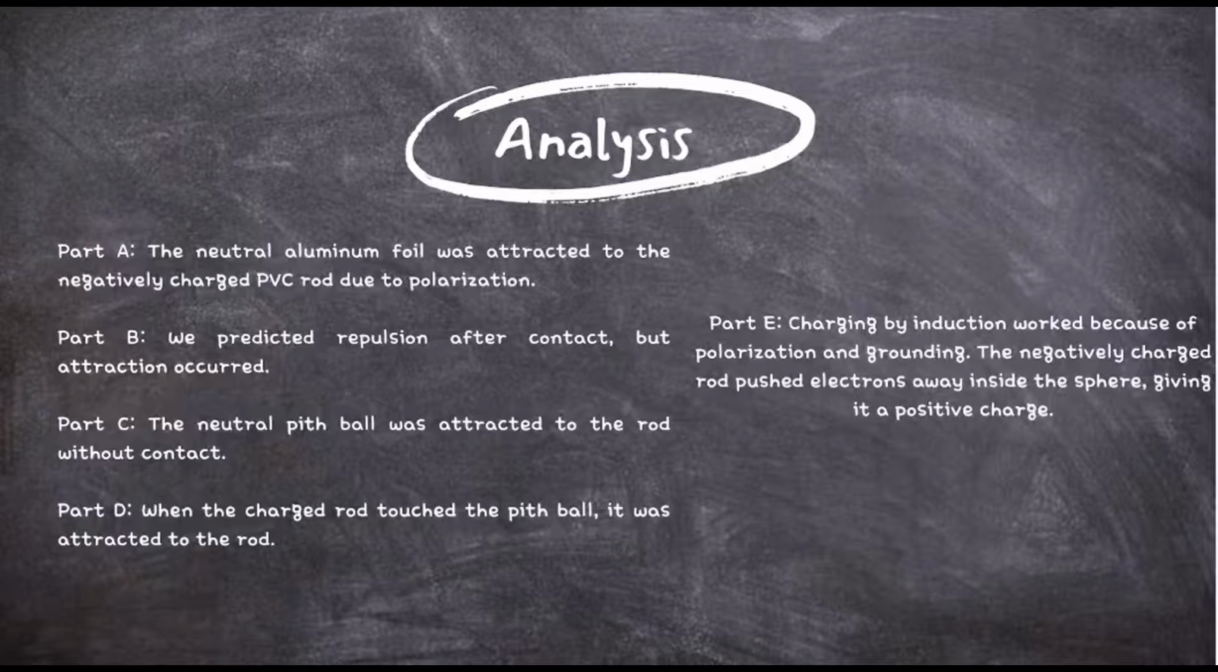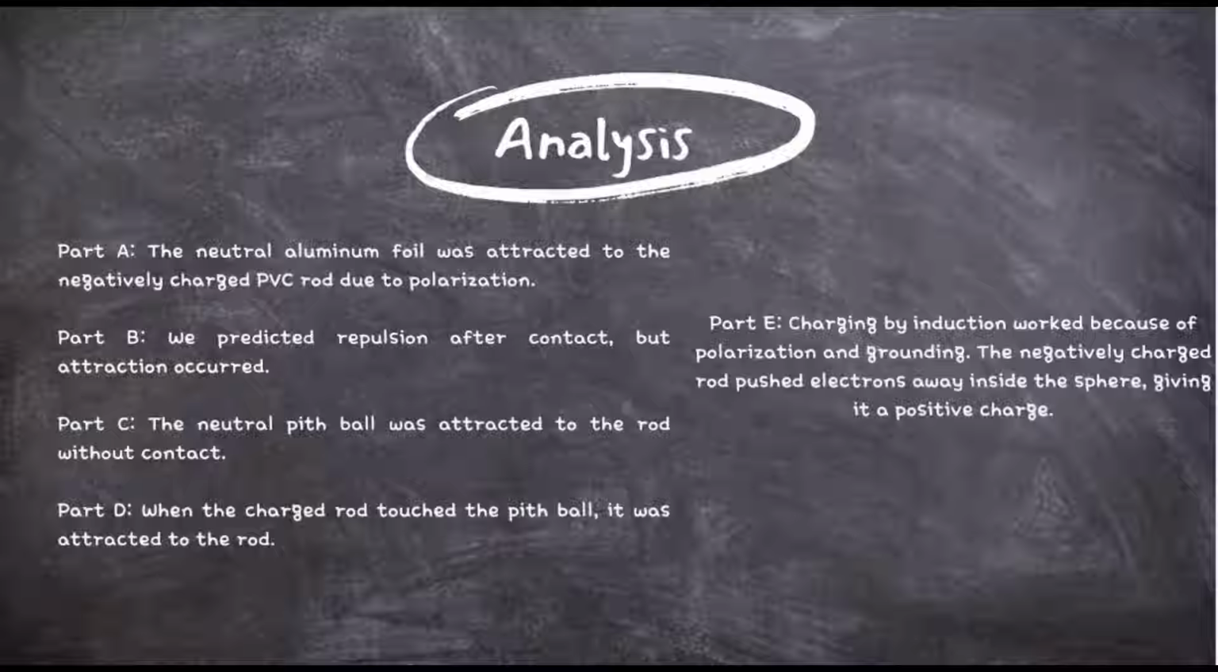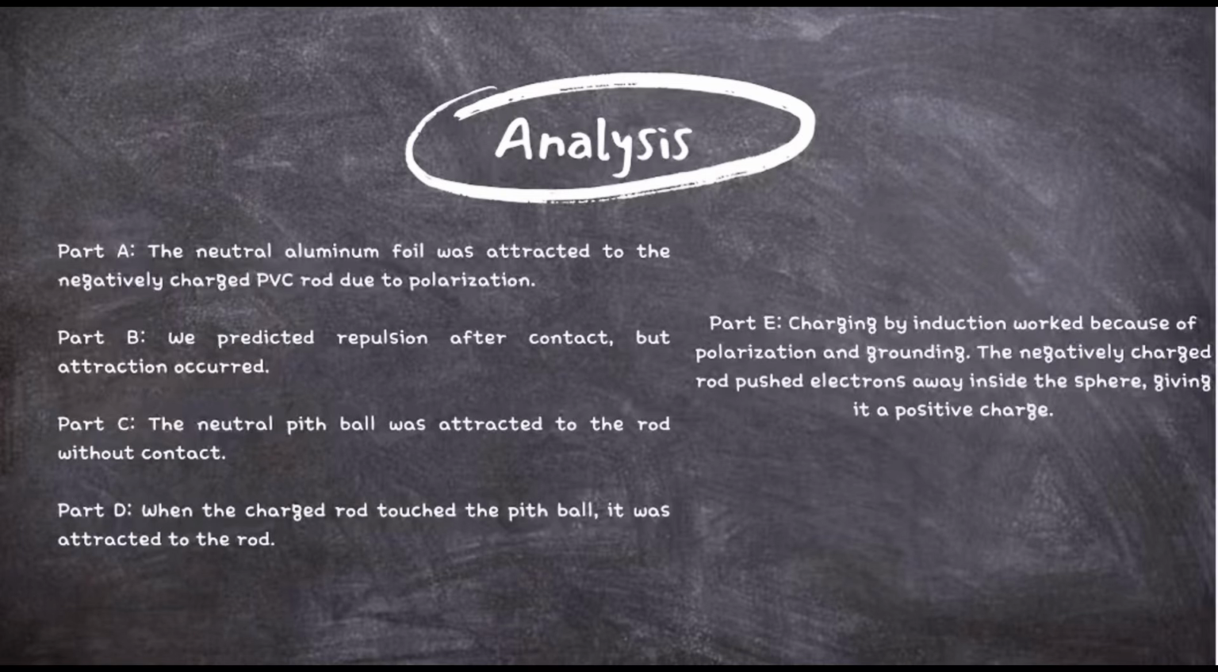Analysis, Part A. The neutral aluminum foil was attracted to the negatively charged PVC rod due to polarization. Part B. We predicted repulsion after contact, but attraction occurred. Part C. The neutral pith ball was attracted to the rod without contact. Part D. When the charged rod touched the pith ball, it was attracted to the rod. Part E. Charging by induction worked because of polarization and grounding. The negatively charged rod pushed electrons away inside the sphere, giving it a positive charge.